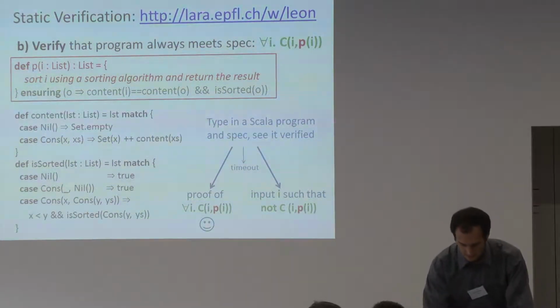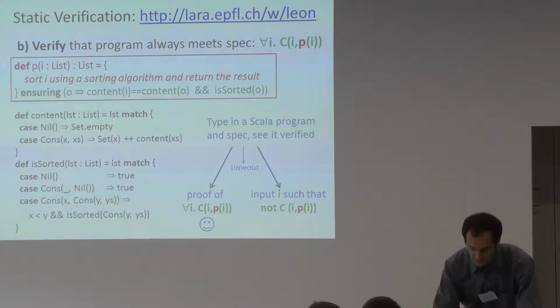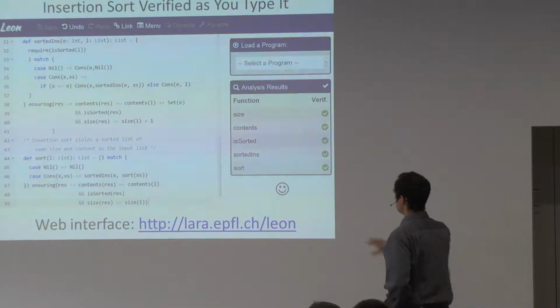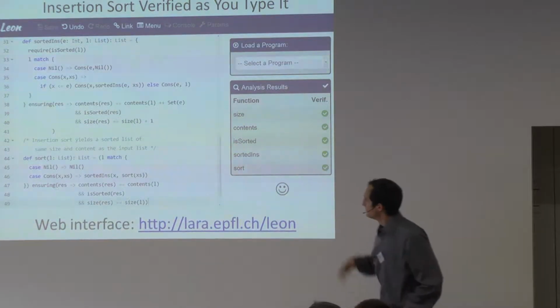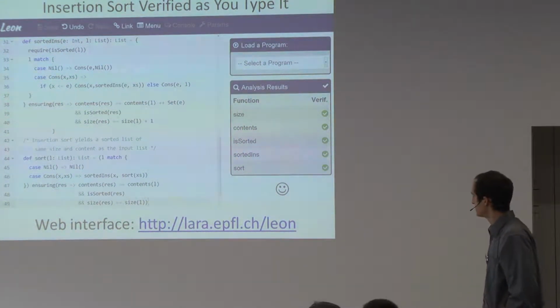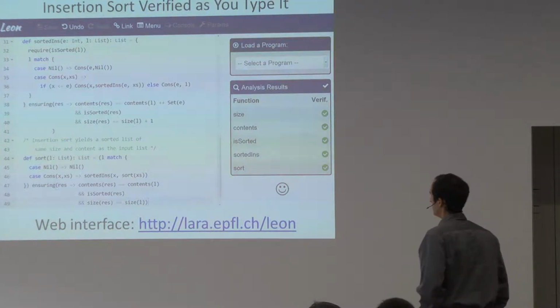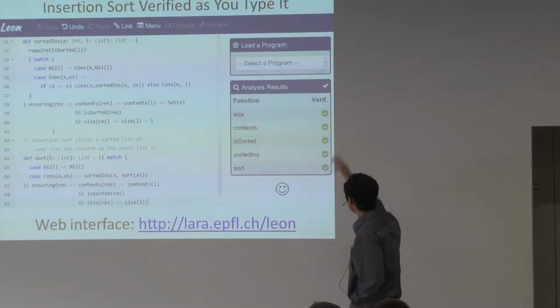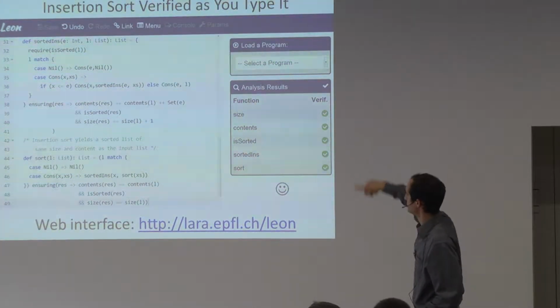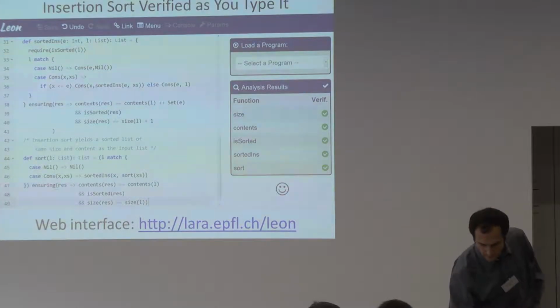Okay, so we have the tool that does this verification. It's called Leon. You can find it here on this URL. And basically, as you type it, it's compiling the program. It's generating verification conditions. It's checking them, and it's displaying results here. Here's a result of insertion into a sorted list that you can see here, with this specification that's somewhat stronger than what I said here. And you can see here that all the functions verified.